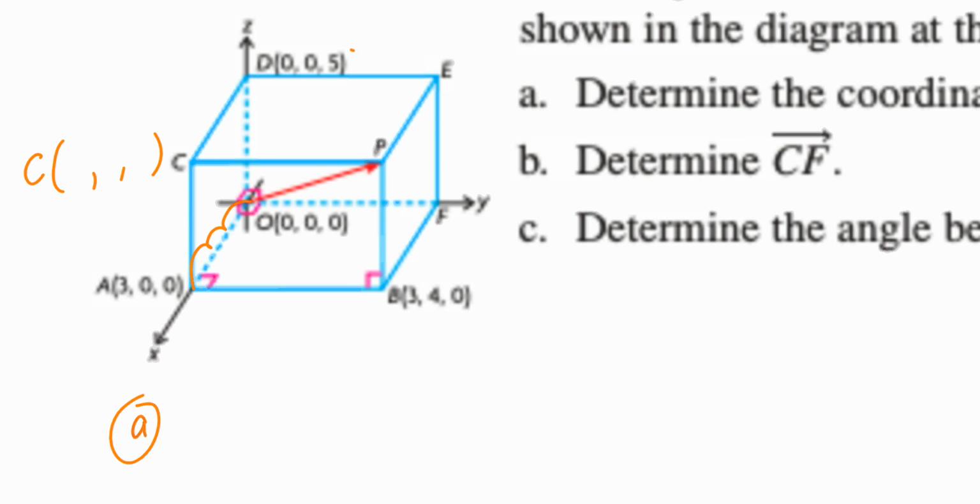And you know this because there's a point D, which is basically 0, 0, 5, which means you go 1, 2, 3, 4, 5. So this means point C must be 3, 0, and 5. Let's write this down. 3, 0, and 5.